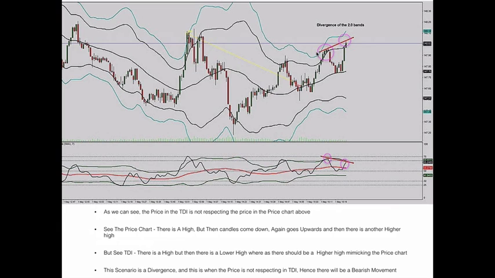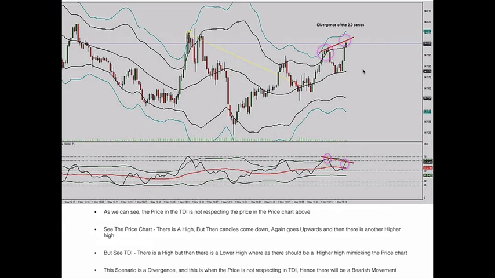This scenario is a divergence, and this is when the price is not respecting the TDI, hence there will be a bearish movement. What I mean by that is that the price is not respecting, the price is tired now, and after it enters 2.0 and goes up till 2.5 or till 3, it is going to drop. And this is where we open our trade in binary option. It goes till 2.5 and you open a trade that it will go down, and it will go down and you will be in profits.